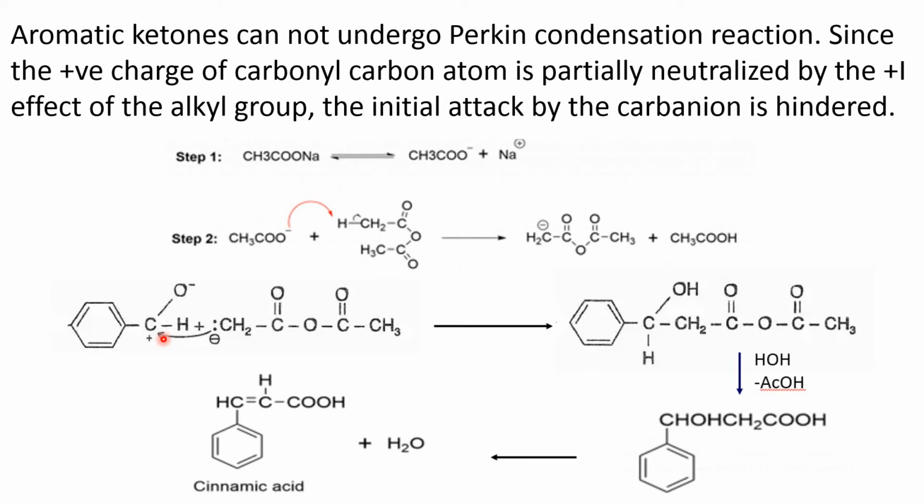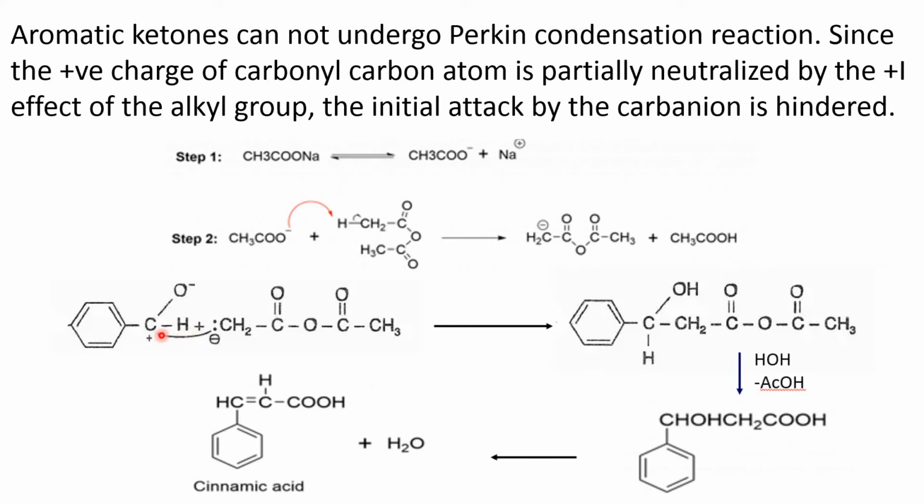In case of ketone, here in place of hydrogen, an alkyl group will be there. The alkyl group will have a plus I effect. Because of the plus I effect, this positive charge is to some extent neutralized. As it is neutralized to some extent, the carbanion cannot attack easily. So, ketone does not undergo Perkin condensation reaction.